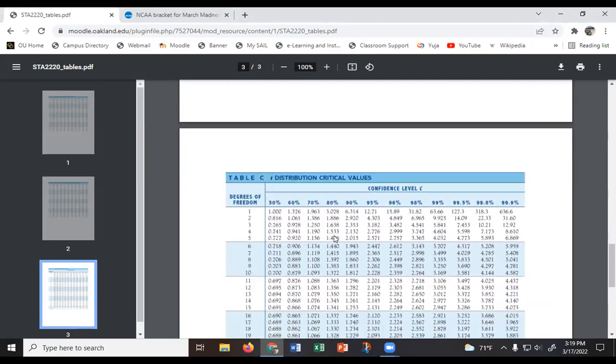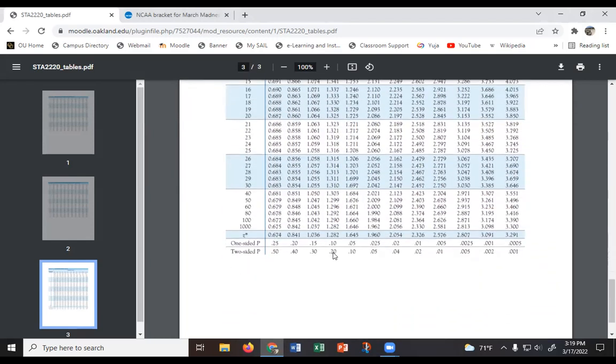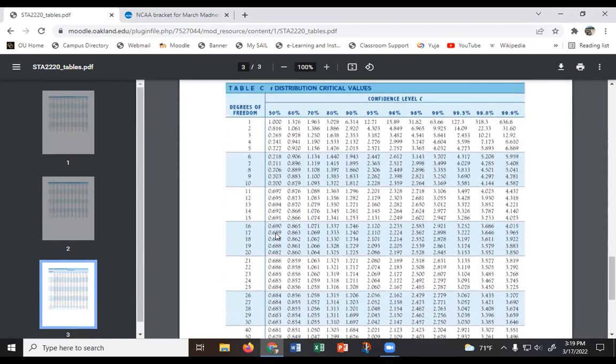And then when you look down, your p-value is between 0.1 and 0.2, between 10% and 20%. So unless you're using software, if you use the table, you won't be able to pin down the exact p-value, but you can pin down the range. We'll talk about this later. Do not worry, you'll get it.